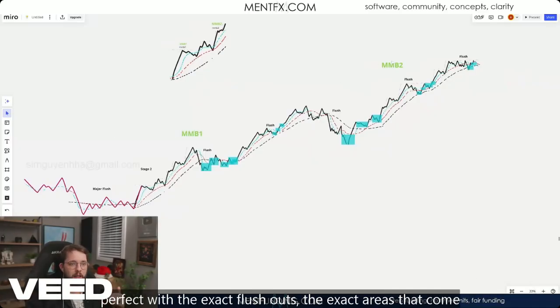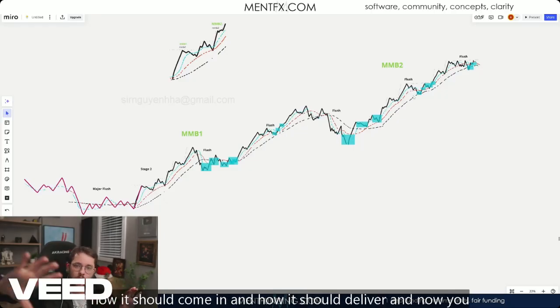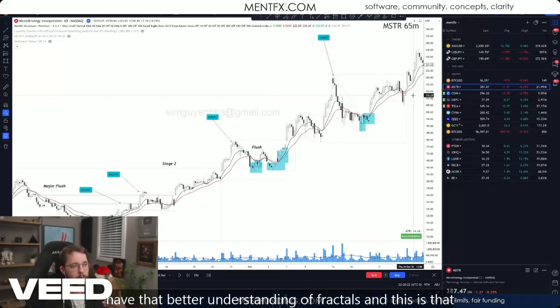Now, it's not exactly perfect with the exact flush outs, the exact areas that come to these exact moments, because that's not how flush outs work. That's not how the market works. That's not how orders work. But you have the characteristics of what to expect out of orders as they deliver, out of momentum MBs as they start to form on a higher time frame, what that means for the lower, what that means across the board, what that means for how it should come in and how it should deliver. And now you have that better understanding of fractals.